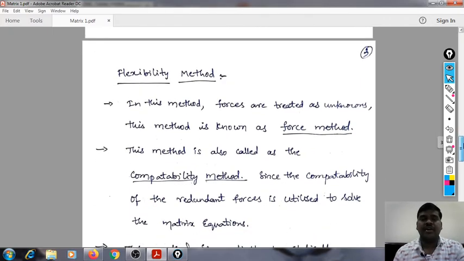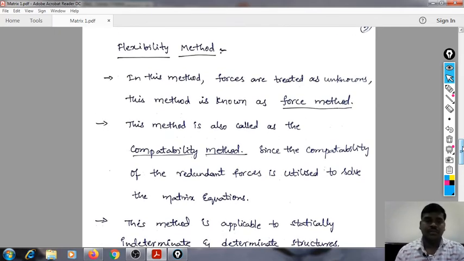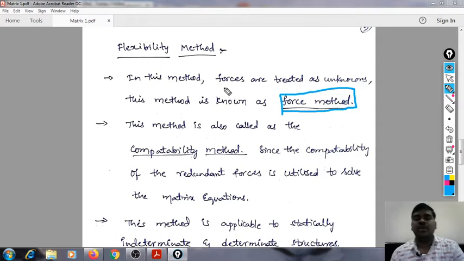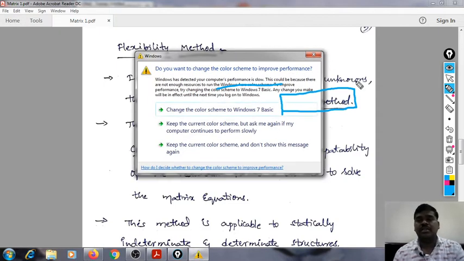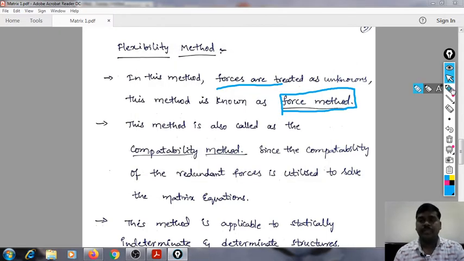So let us have a contrast of flexibility and stiffness method here. In this method, forces are treated as unknowns. So this method is called a force method. For every method we have different names. What we are going to find ultimately is the force which is acting on any type of structure. That will be the output. So we are finding forces by using this method, so this method is called a force method, right?